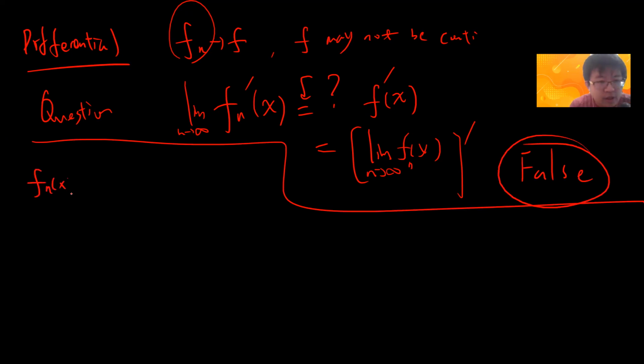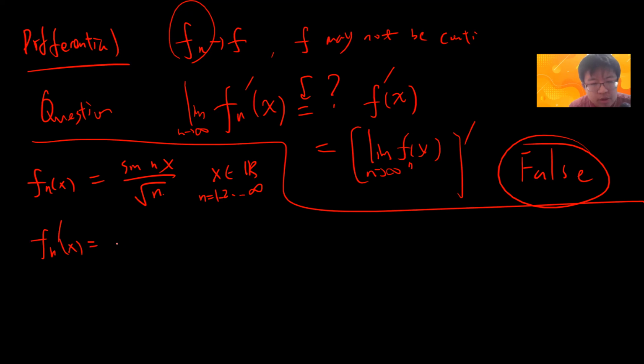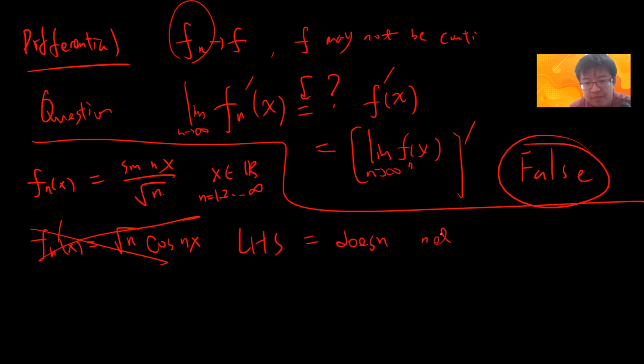So let's say f_n(x) is sin(nx) divided by the square root of n, where x is real and n goes from 1 to infinity. Okay, so let's differentiate with respect to x, right? So you get square root of n times cos(nx). Obviously when n goes to infinity, this does not survive, this does not exist. So the left-hand side does not exist, unless x is some particular point where this cosine is always 0.